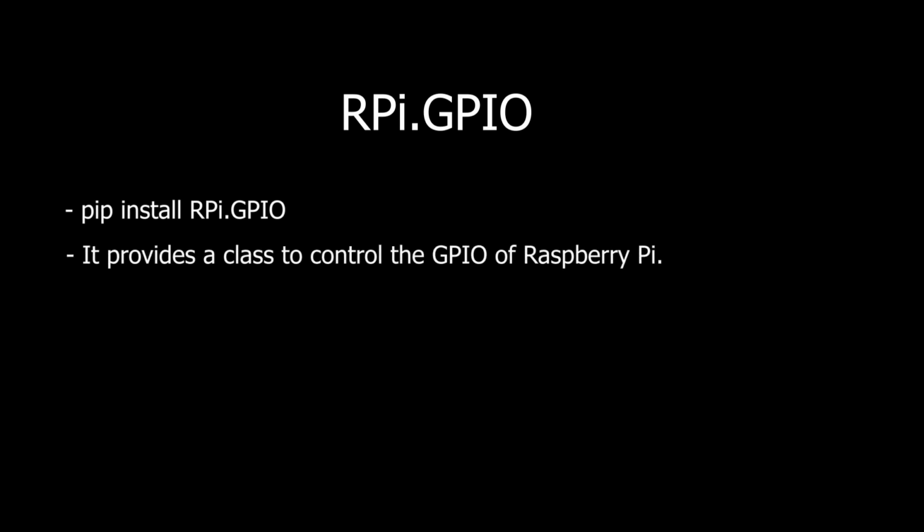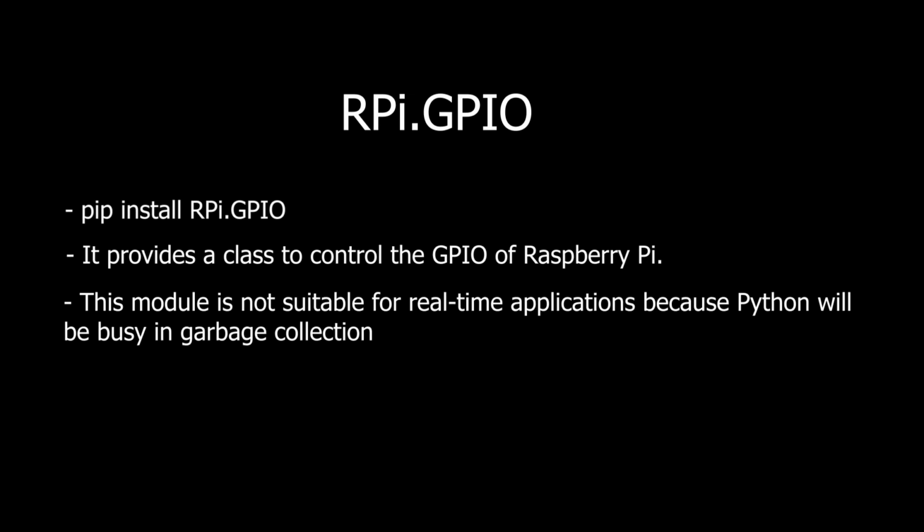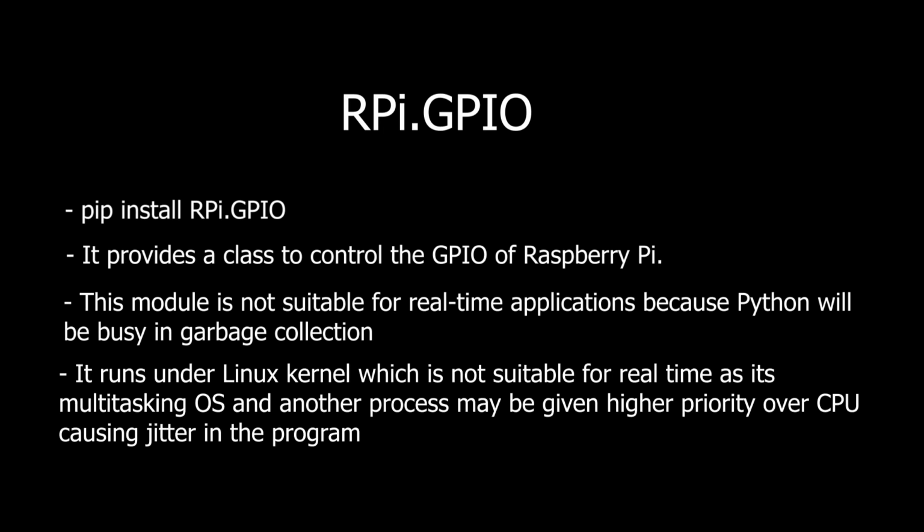Here we are going to make use of the RPi.GPIO package. It provides a class to control the GPIO of the Raspberry Pi. This package is not suitable for real-time applications, because Python will be busy in garbage collection, which cannot be predicted, and it is a multitasking OS, so another process can be given higher priority over the CPU, causing jitter in the program.